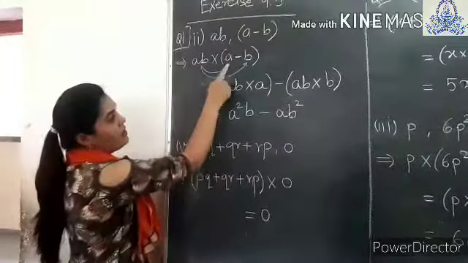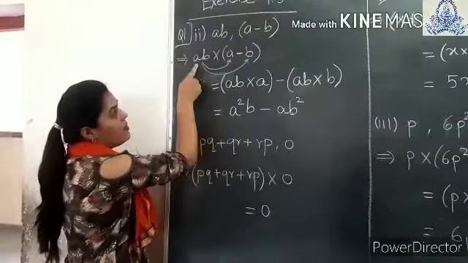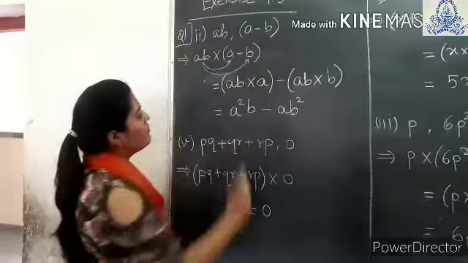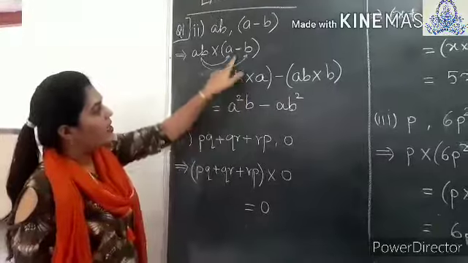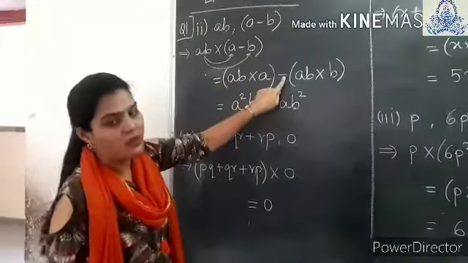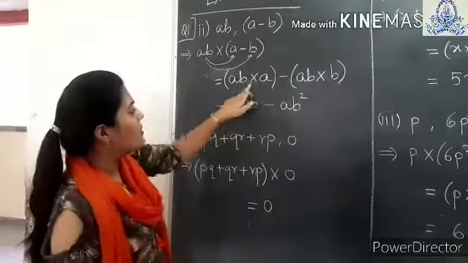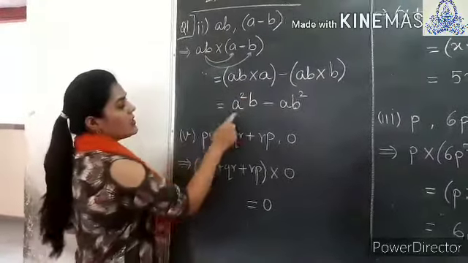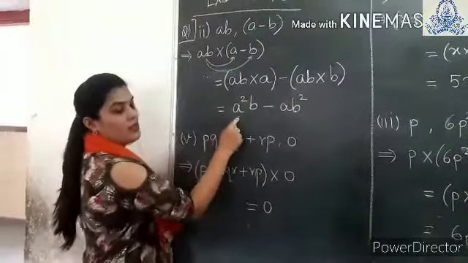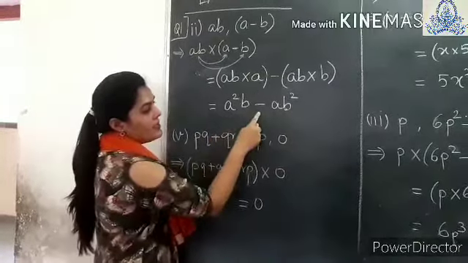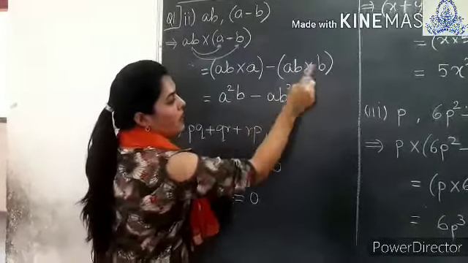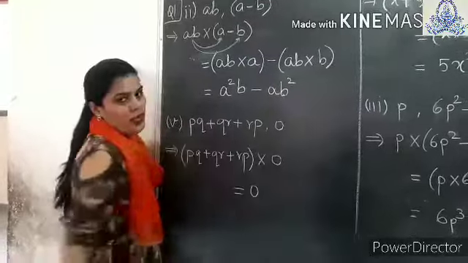This AB will be multiplied by A and this AB will be multiplied by this B. So AB multiplied by A, here a minus sign is there, so we have taken the minus sign, and AB multiplied by B. So AB multiplied by A gives you A square B, because A is 2 times here, so A square B, minus sign as it is, AB multiplied by B gives you AB square.